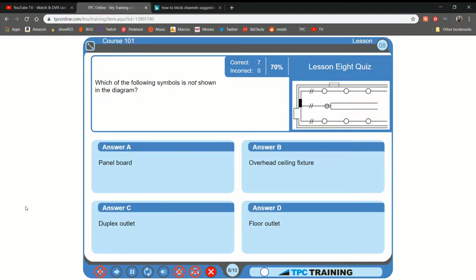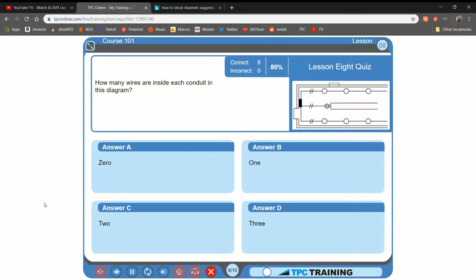Which of the following symbols is not shown in the diagram? A. Panel board. B. Overhead ceiling fixture. C. Duplex outlet. D. Floor outlet. That is correct.